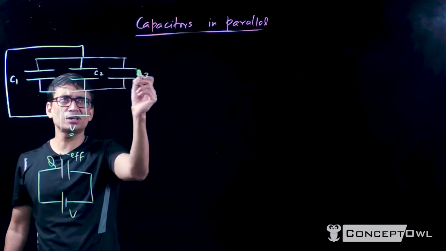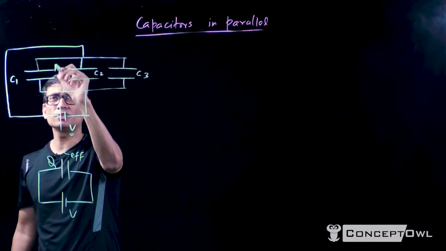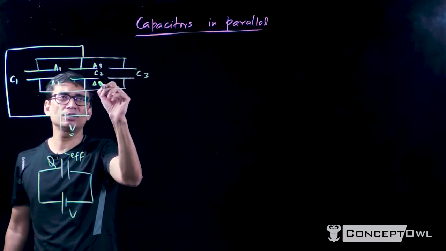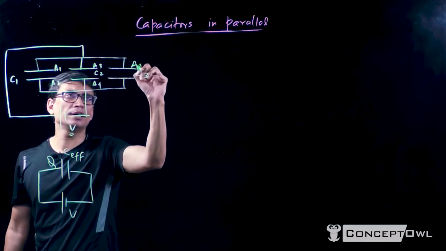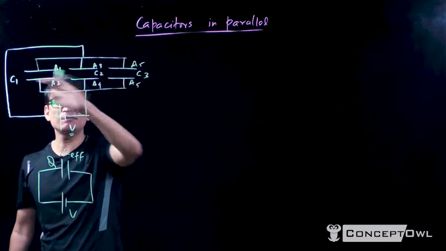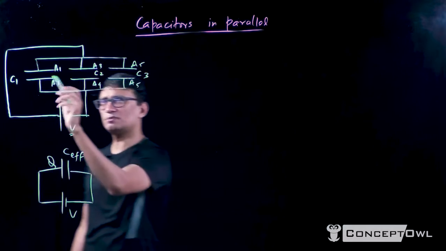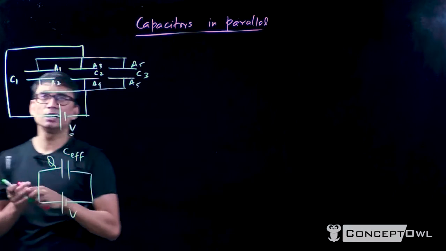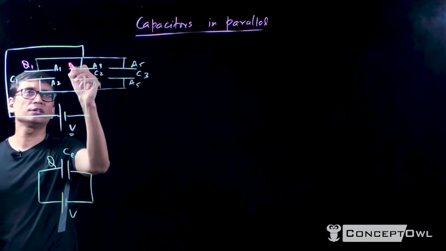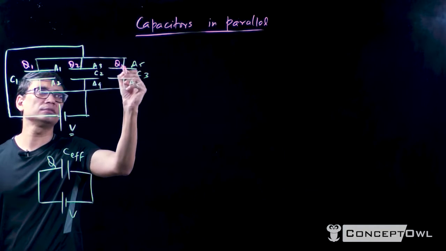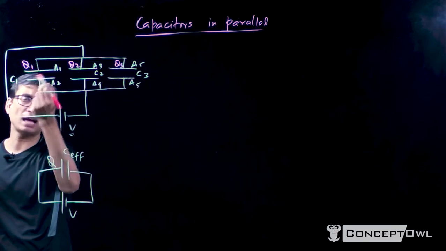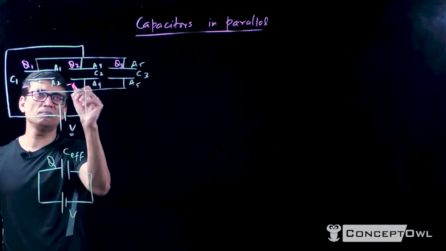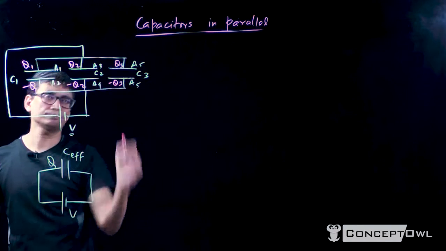And each of these surfaces, let me call this one A1, A2, this is my A3, A4, and this is my A5 and A6. These are the names I'm giving to the plates of the capacitor, right? Now each of these A1, A3 and A5 would get some charge. How much? Let's call this charge Q1, Q2 and Q3, and correspondingly the other plate would have the same charge but negative. This would be minus Q1, minus Q2 and minus Q3.